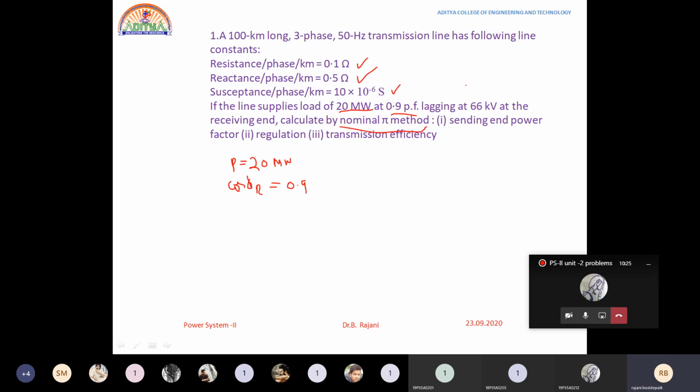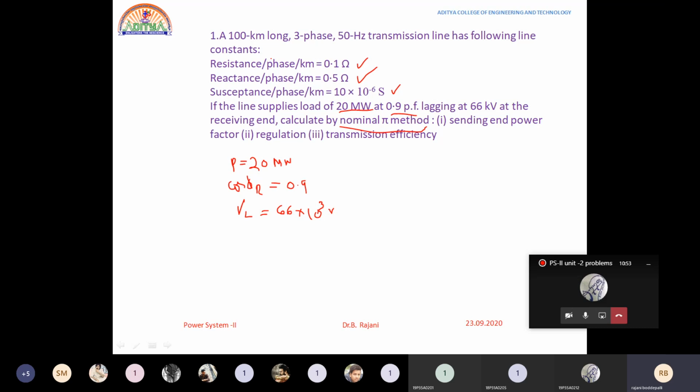Now, lagging at 66 kV at the receiving end, that is the line voltage given as VL equals 66 kV. That means 66 into 10 cube volts. These are the volts they have given, and the resistance, reactance, and susceptance are given in this fashion.